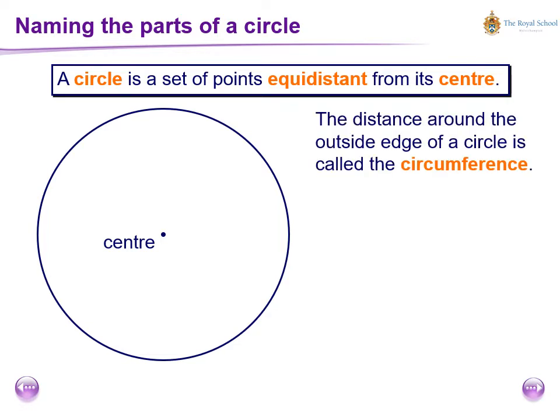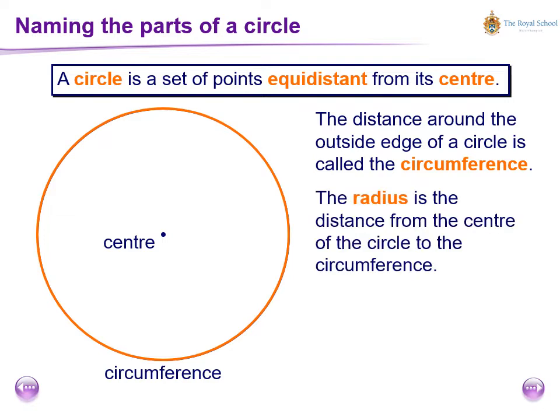And we have some special terms. So the distance around the outside of the circle, so that's in essence the perimeter of the circle, has a special name called circumference. So circumference is the distance around the outside of a circle, highlighted in orange now. The radius of a circle, another key term, is the distance from the centre of a circle to the circumference.